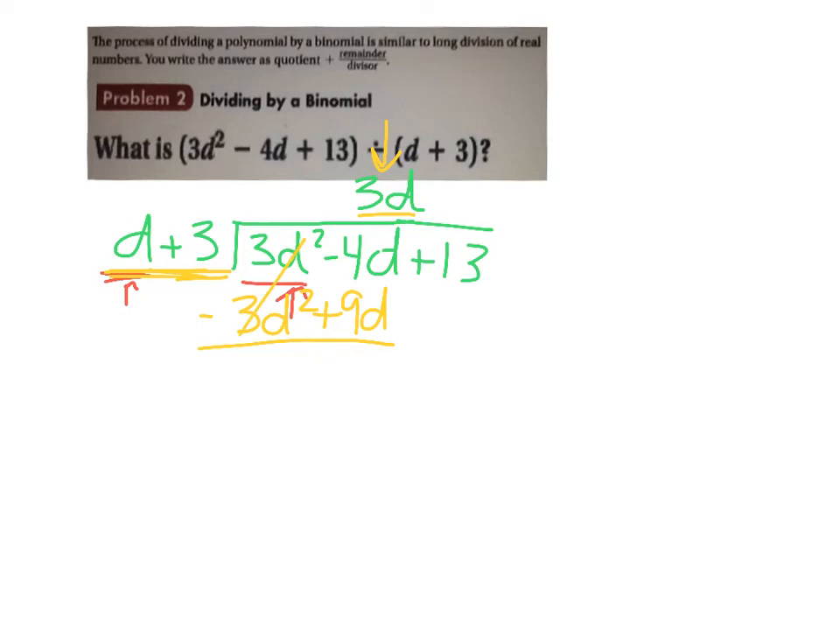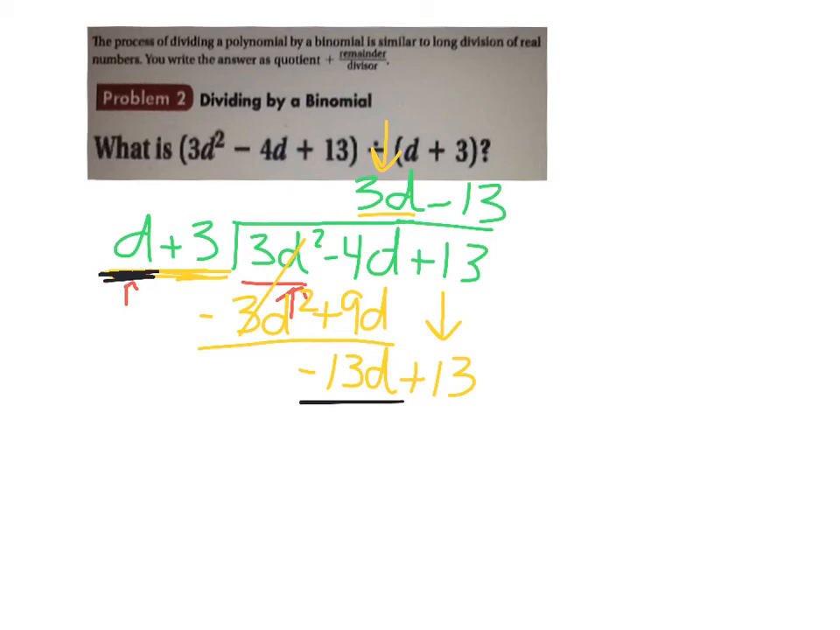For this next part, we are subtracting, so it's negative 4 minus 9, they're the same sign, so we add and keep the sign, that gives us negative 13d. And then, just like in long division, we're going to bring down our final value here, so plus 13. So now working back, you're thinking about, what do we need to multiply by this d to get negative 13d? Well, the answer is negative 13.